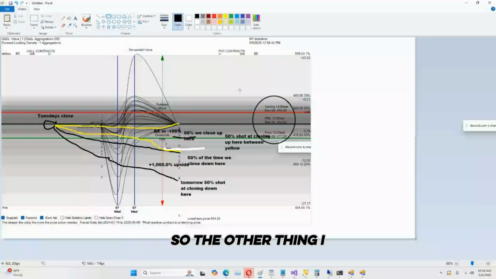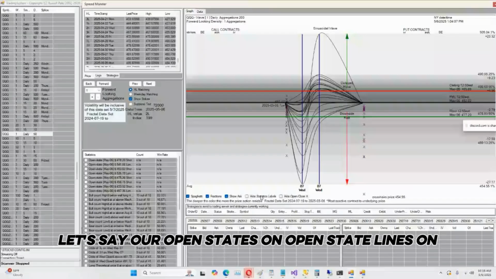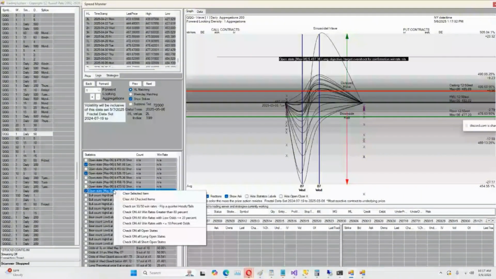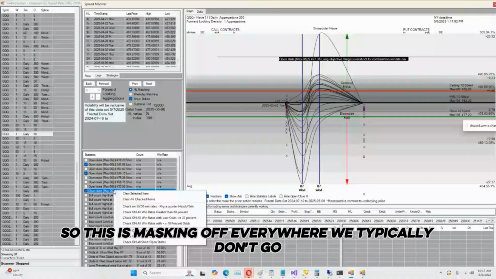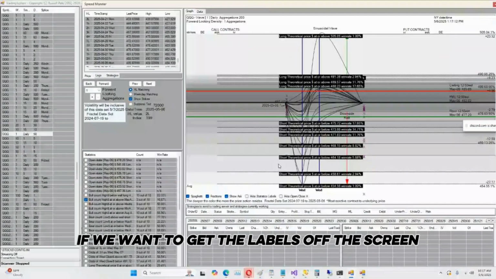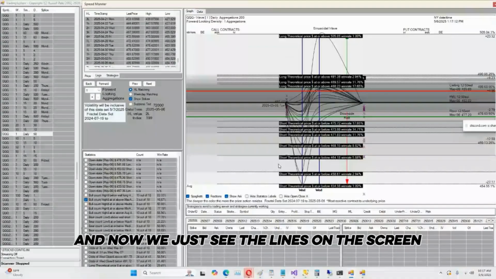So the other thing I'll show on this chart, when we have our open state lines on, we have long, or let me show it in a different way. Let me show the low odds win rate. So this is masking off everywhere we typically don't go. If we want to get the labels off the screen just to see the lines, we can hide the label statistics. And now we just see the lines on the screen.